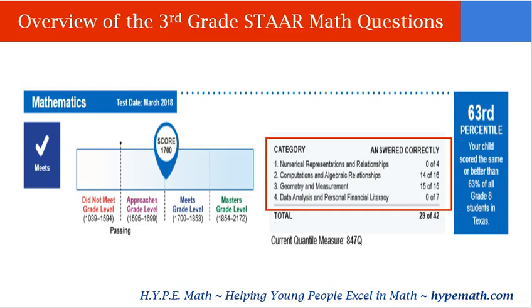But let's take a look at that red highlighted box where it says category and answered correctly. If you look at category 1 and category 4, you'll notice that the student scored 0 of 4 for numerical representations and relationships and 0 of 7 for data analysis and personal financial literacy. So even though this student met the grade level, it's obvious that there are some math concepts they're struggling in.